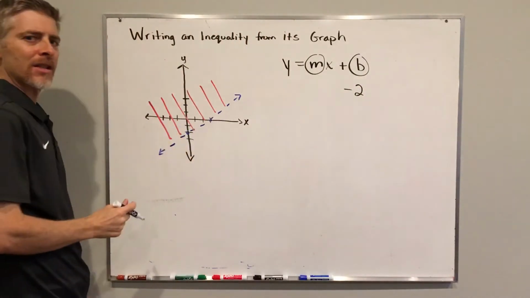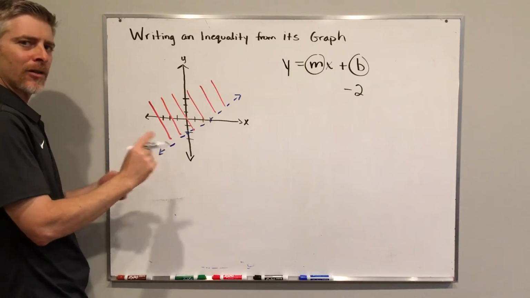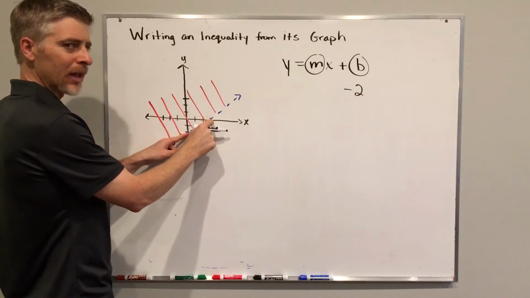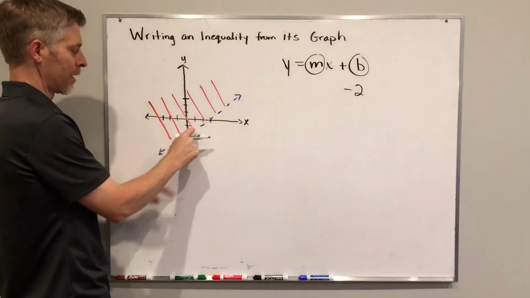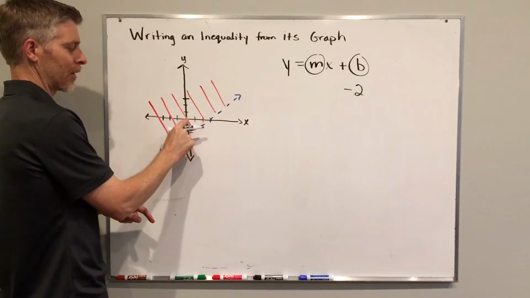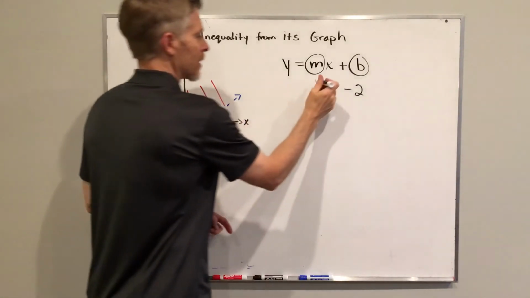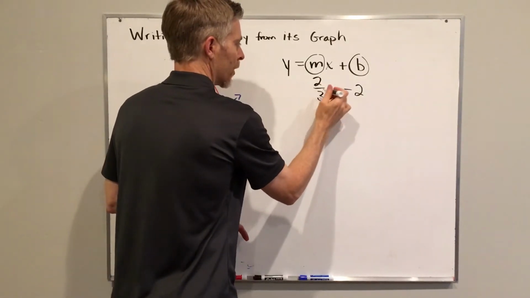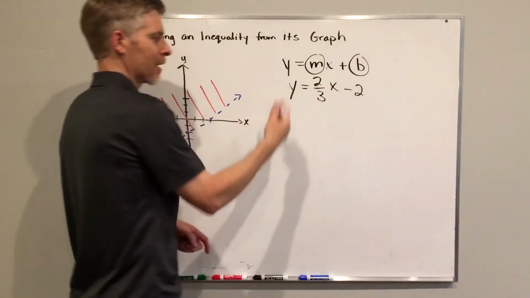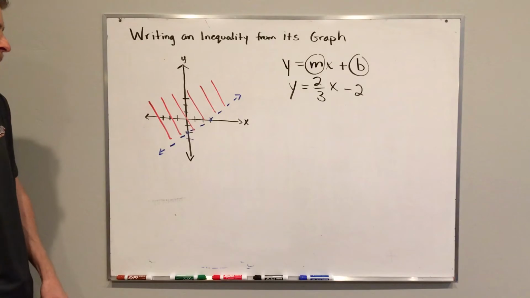And then what's the slope? We need to find 2 points on the line. So here's a point and here's a point. And we need to count the rise over the run. So up 2 over 3. Up 2, right 3. So the slope is 2/3. We'll just fill in the y and the x, and we have the equation of this line.